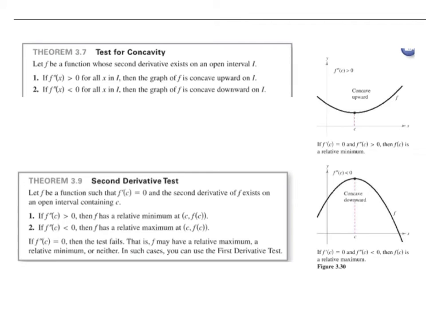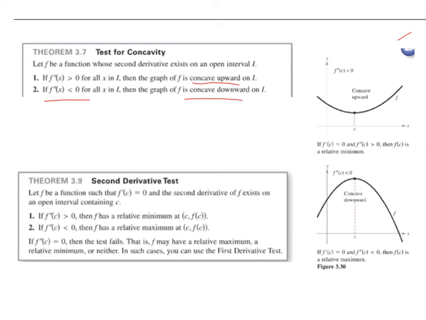So these are theorems from your book. The test for concavity is just what we did before. You have two states. We say if the second derivative is positive, then it is concave up. If the second derivative is negative, then the function will be concave down on that interval. And I've included a diagram here.